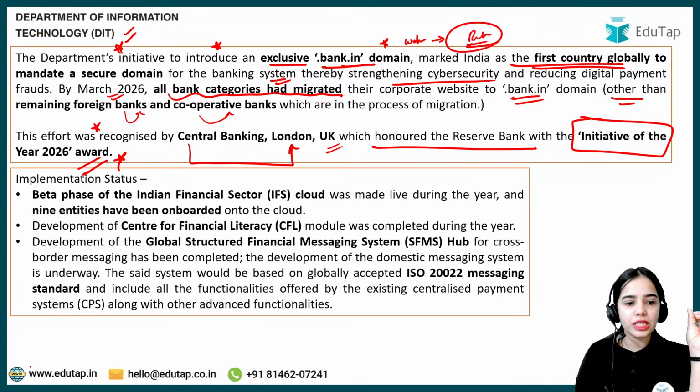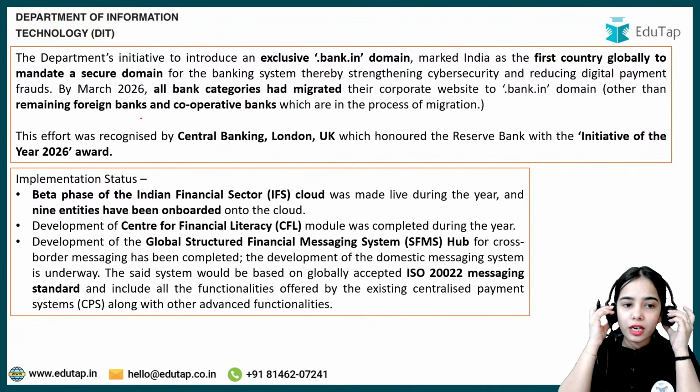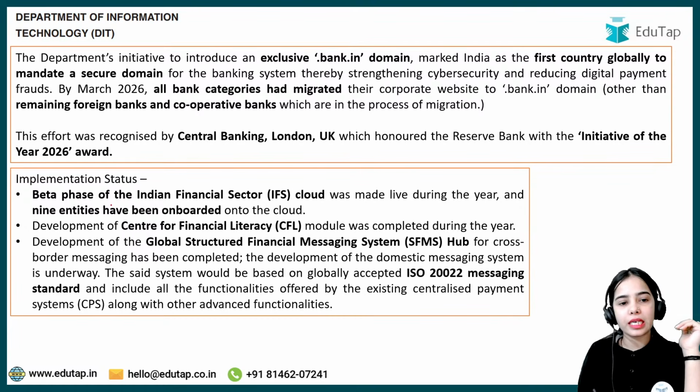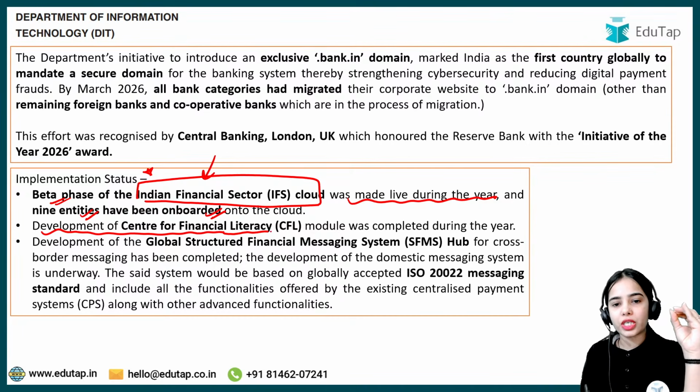Next is implementation status. So the Department of Information Technology has also taken other initiatives which are in the implementation stage: the indigenous India Financial Sector Cloud. This is in the beta phase. This was made live during the year, and 9 entities have been onboarded in this beta phase. Development of the Centre for Financial Literacy module was completed during the year.